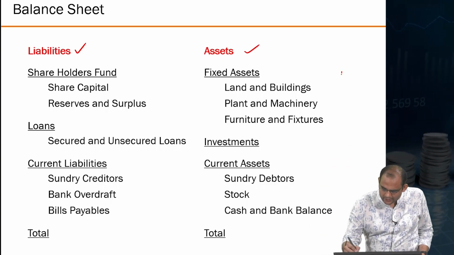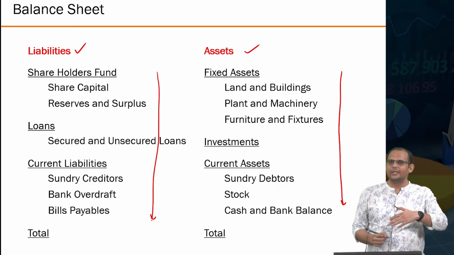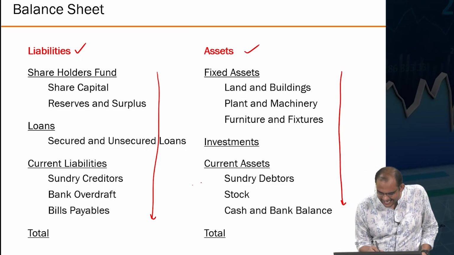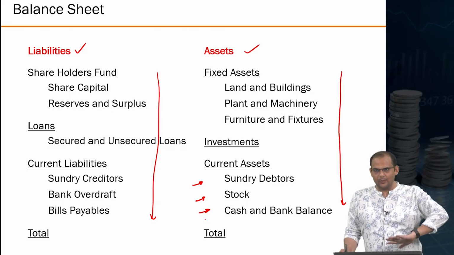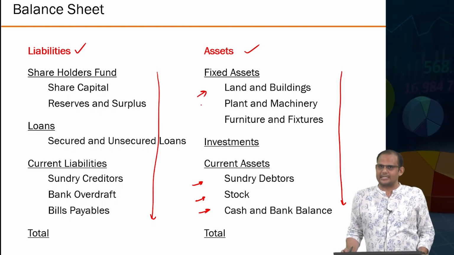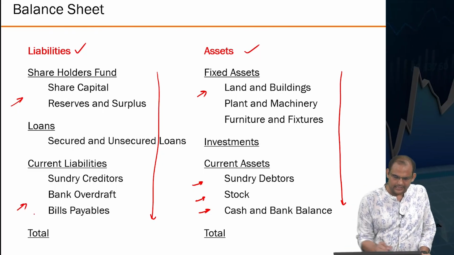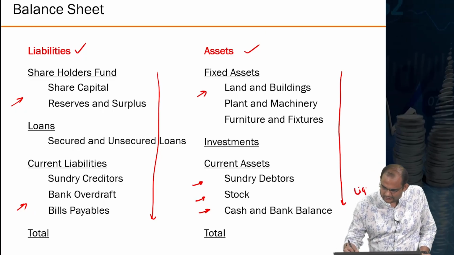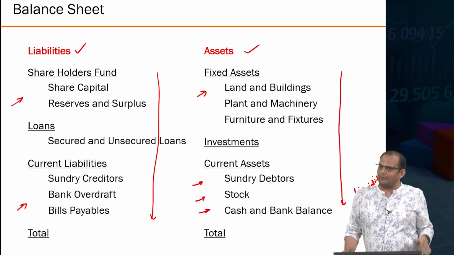But the order in which the assets and liabilities are reported from top to down is increasing order of liquidity. So the cash and current assets are shown below. Fixed assets, the long-term assets, are shown above. Similarly, the long-term liabilities are shown above and your current liabilities are shown below. The liquidity is in increasing order. Why is it important?